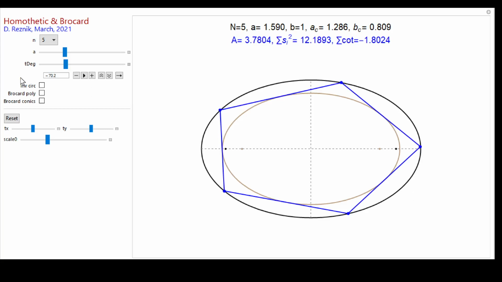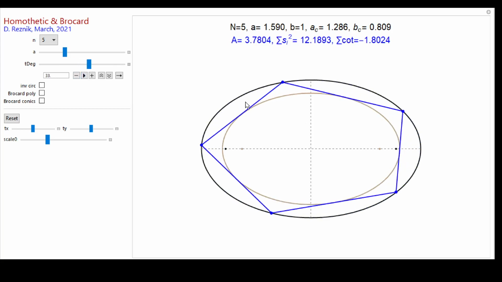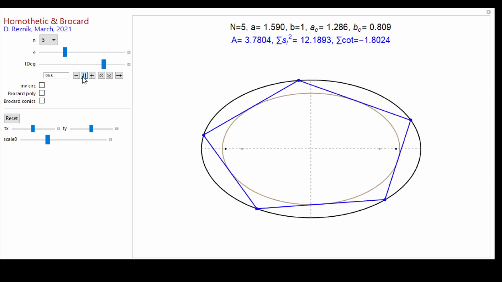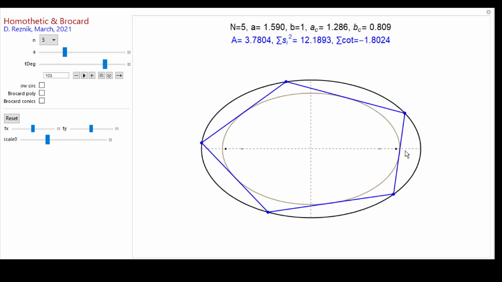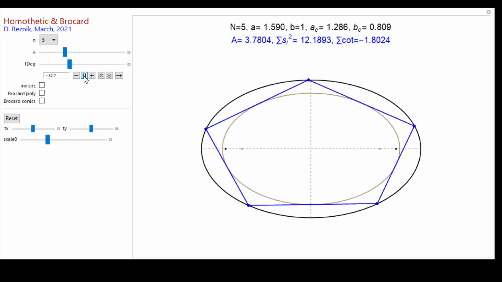So the homothetic family, this family of blue polygons, is a Poncelet family interscribed between two concentric, axis-aligned homothetic ellipses. You can see here the black dots represent the foci of the outer ellipse, and the brown ones, the foci of the inner ellipse. So these two ellipses are concentric, axis-aligned, and homothetic.